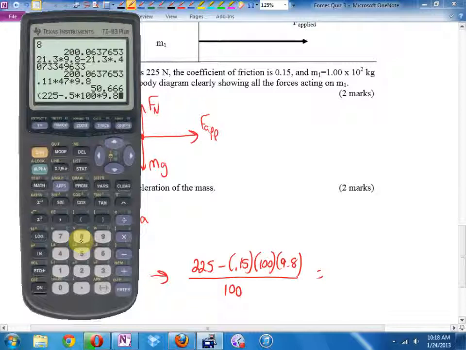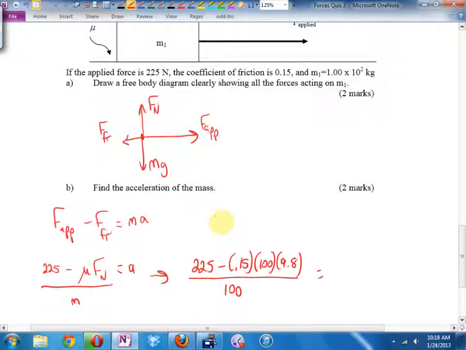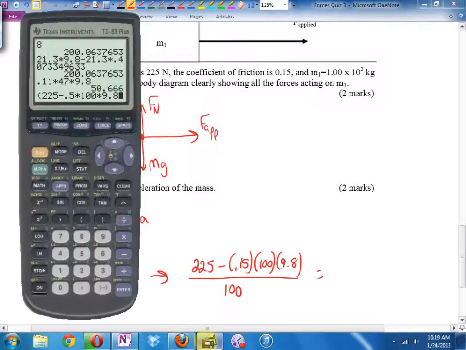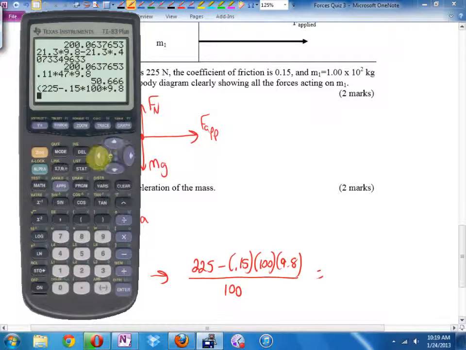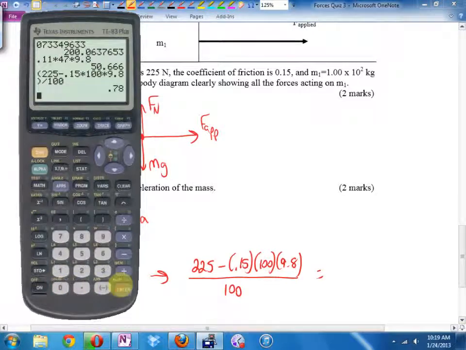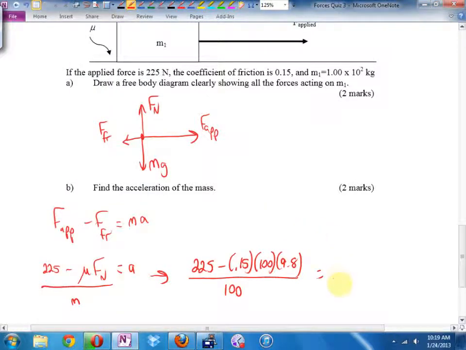Yes? You accidentally got rid of the 1. In the calculator? Thank you. Insert typo. Like I said, calculator errors. Close bracket, divided by 100. You get an acceleration of 0.78. Not much acceleration, but is it 0.78? Yep.